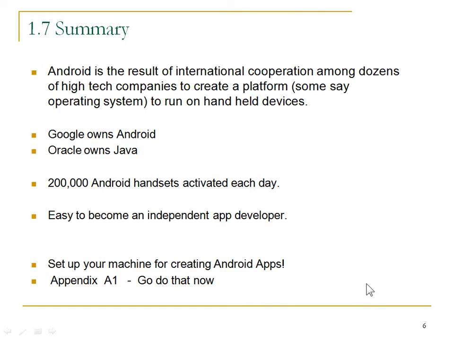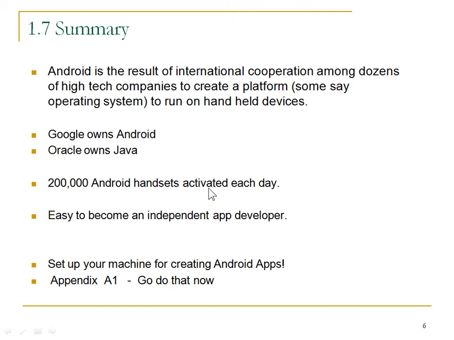Okay, so here's what we did in this first segment. We talked about how Android came about. Scores of companies, dozens and dozens of companies, cooperated to say this is what it should look like, and the Open Handset Alliance really is where this platform came from. Google owns Android, and Oracle owns Java, and Android applications are programmed in Java.